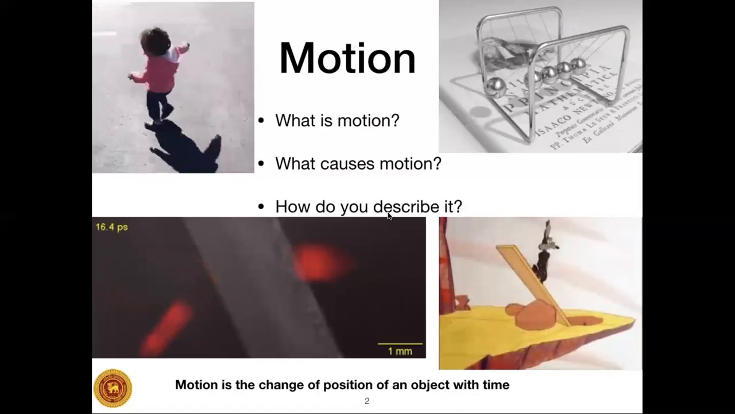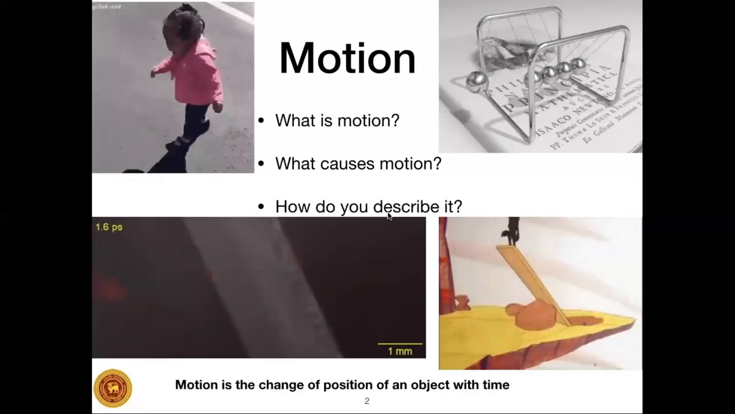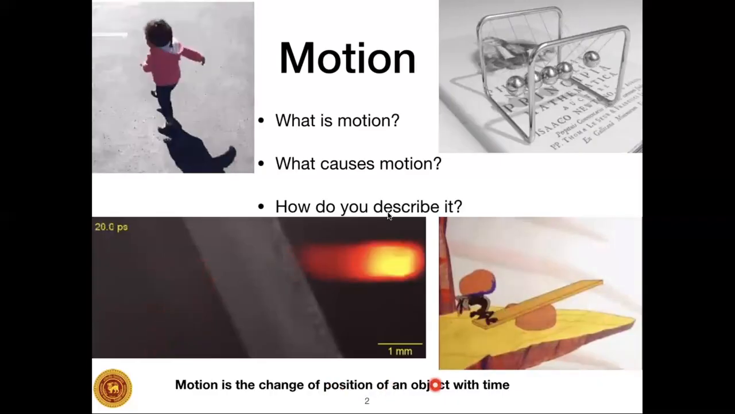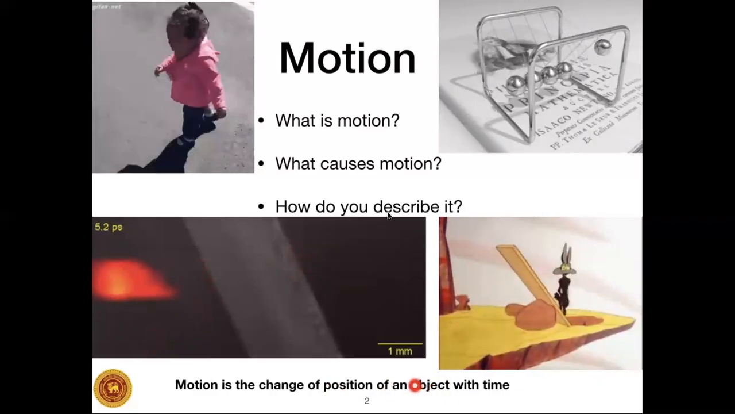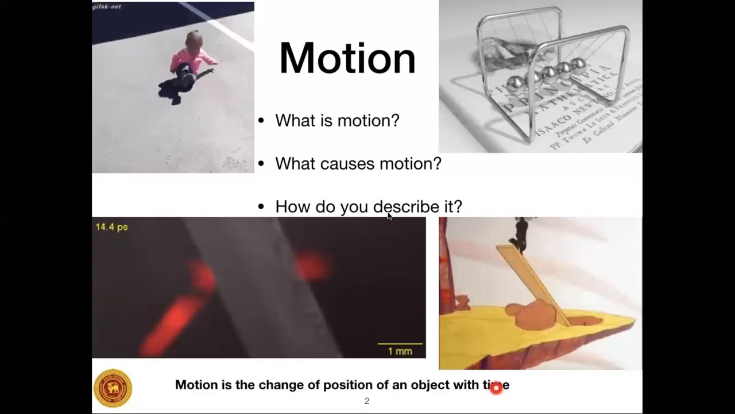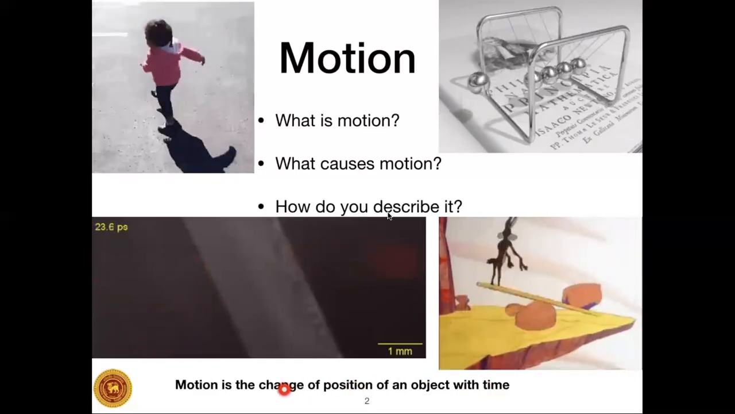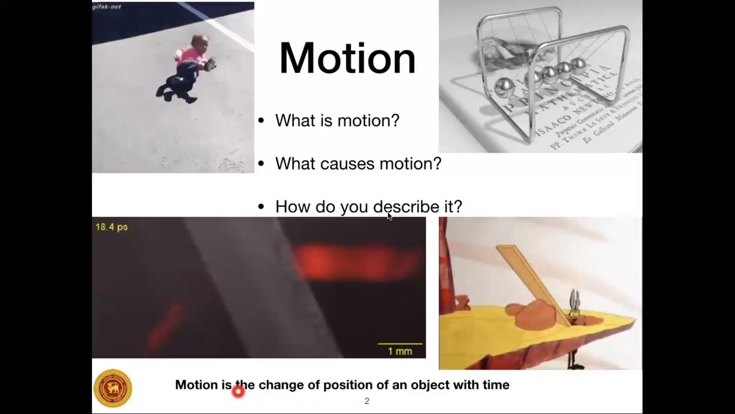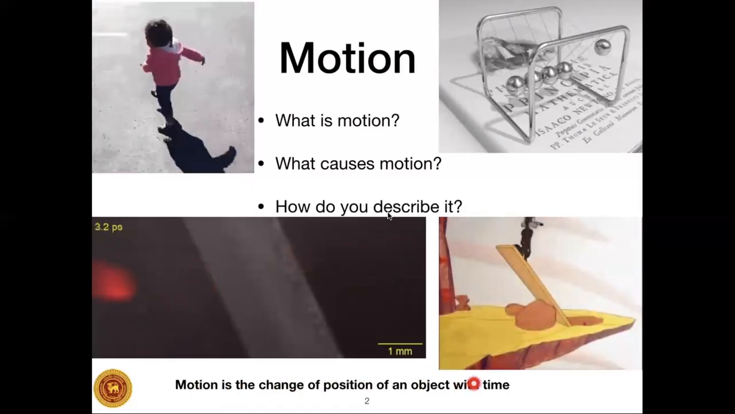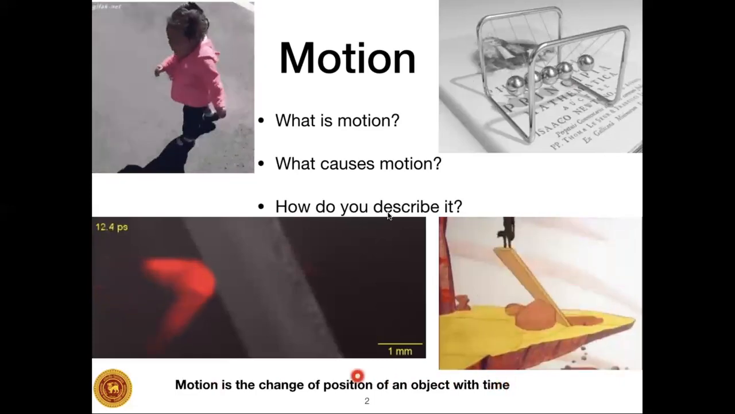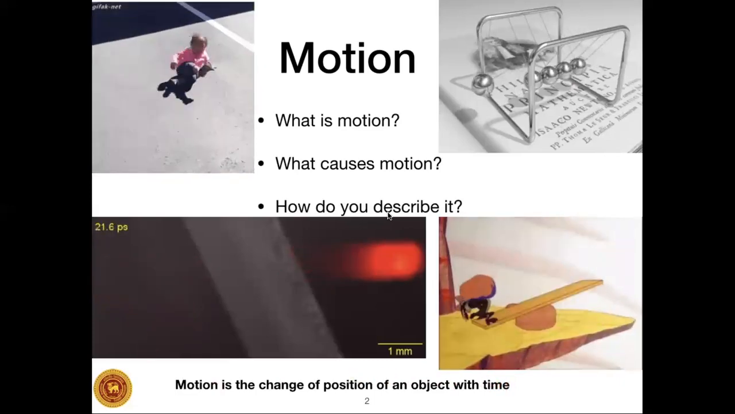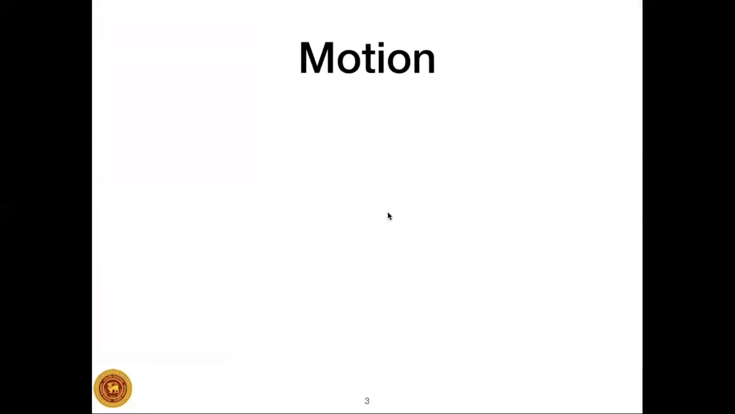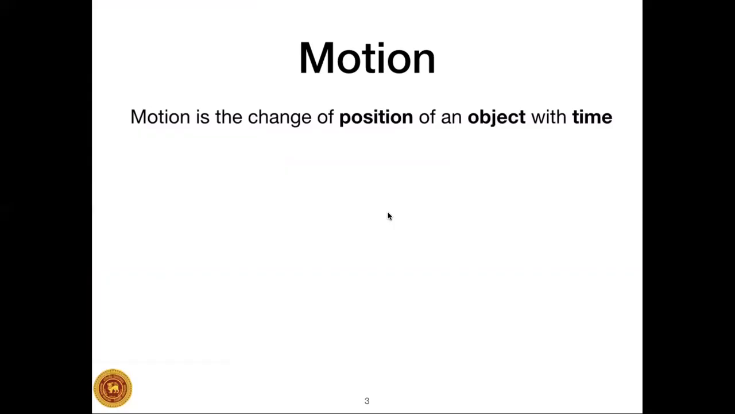To make it precise, we will have to observe that these keywords have to be very precisely defined. What is an object? What do we mean by time? What do we mean by change of position? Without being very precise about these terms, this sentence really doesn't make much sense other than conforming to our intuition. So let's look at these three keywords a little more closely. Motion is the change of position of an object with time.